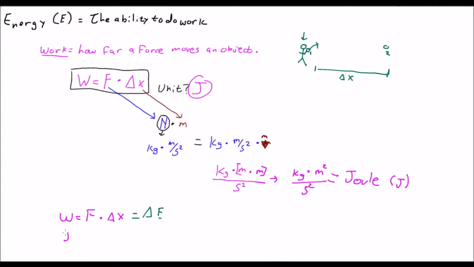We label work in joules, and we also label change in energy in joules because they're the same unit. Why? Because they're the same thing. These things are actually interchangeable. So work is nothing more than the change of energy. The change of energy is the same as work. And either one of these can also be said to be this formula.